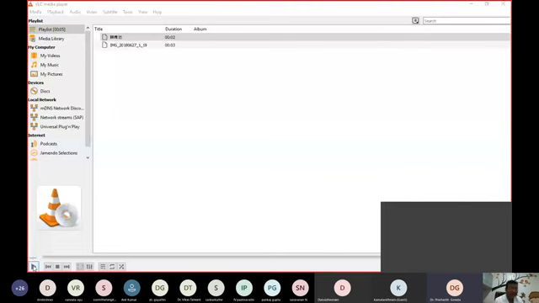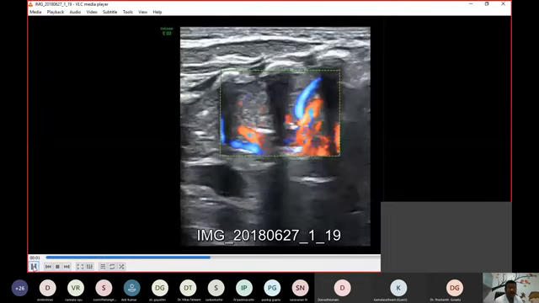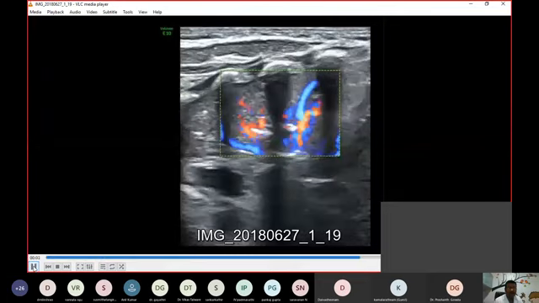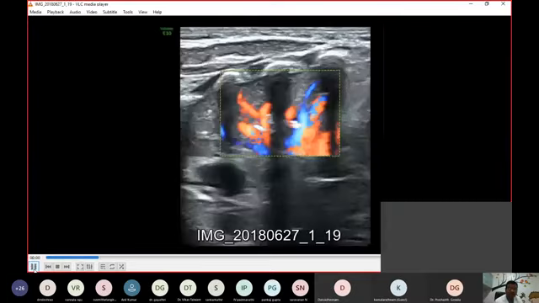So this is color Doppler in the consolidated area. You will see the increased vascularity. I am playing it again. You can see the increased vascularity. And now I'm going to show you how lung pulse appears.